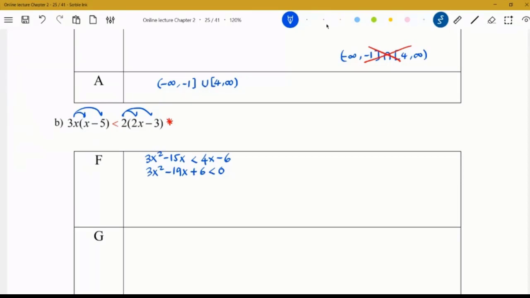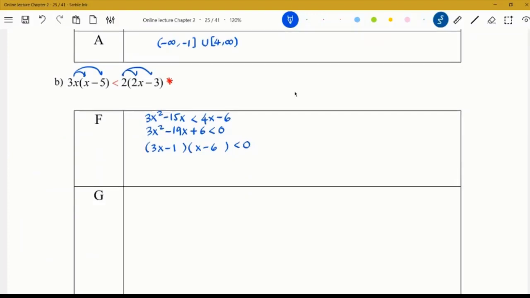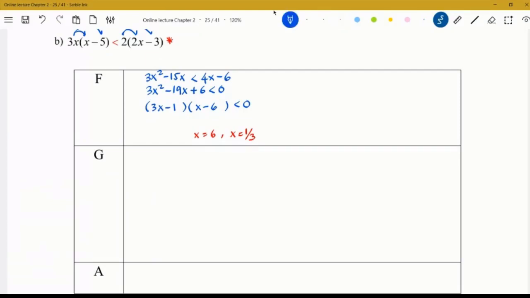Boleh factorize tak? Dapat apa ni? X sama juga 6. X sama juga 1/3. So we can have 3x minus 1. Okay, so we done until F. So kita based on factorization, x equal to 6, x equal to 1/3. So nilai mana yang datang dulu? 1/3 ke 6? 1/3. So we have positive x square, so bentuk dia adalah senyum. So yang datang dulu adalah 1/3, yang datang kemudian adalah 6.